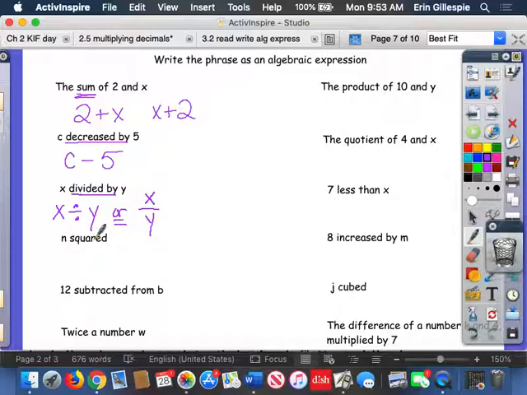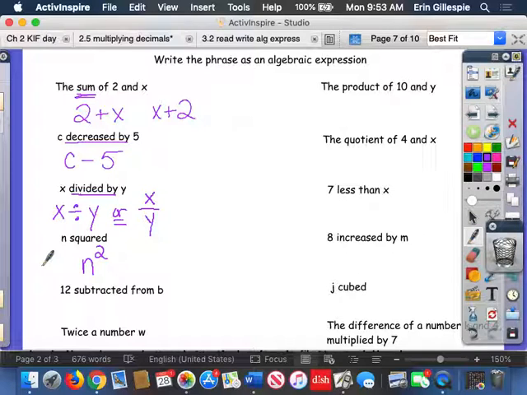N squared would be n to the second power. Remember, squared is times itself twice, so that's using an exponent. So I'm going to let you guys pause the video and try to do the rest of these on your own, and then we'll come back and talk about them in a minute.